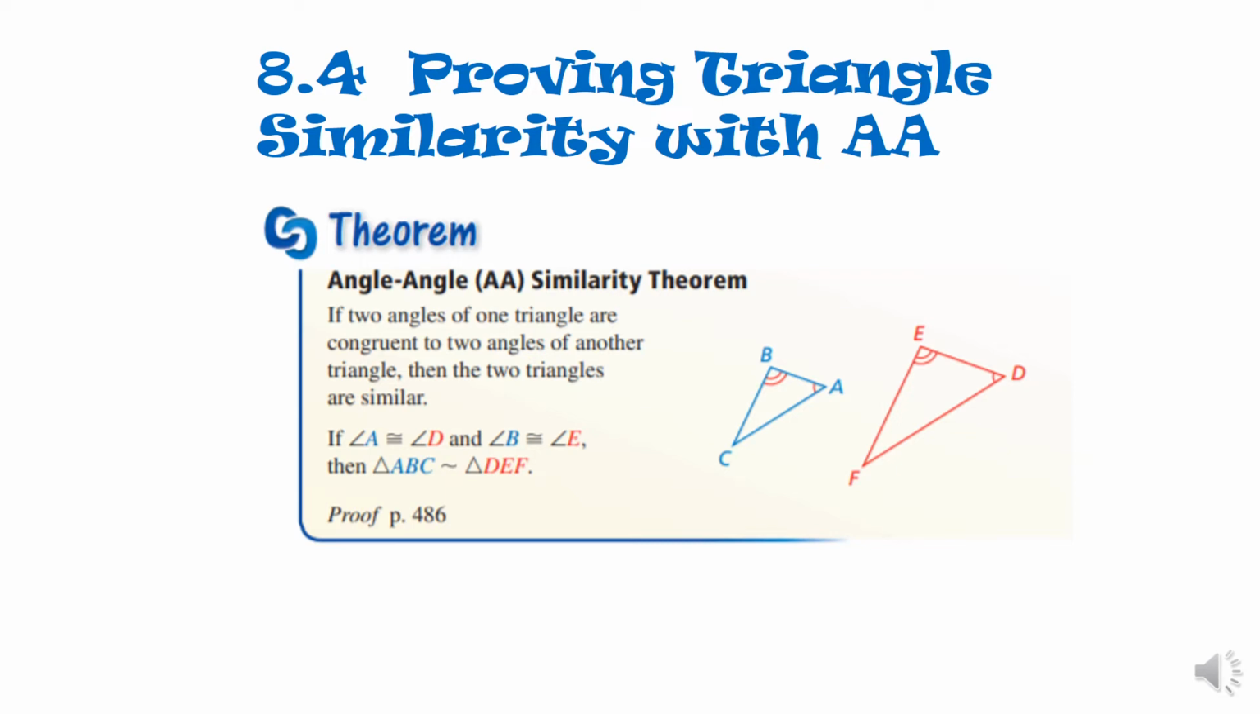Okay, today in IM2 we're going to talk about proving triangle similarity with angle-angle, the angle-angle similarity theorem. Some people will call it the AAA, but you don't need to do that because of the triangle sum theorem. If we already have proved that two sets of angles are congruent, we know by the triangle sum theorem that the third one is. So it's only angle-angle, okay?